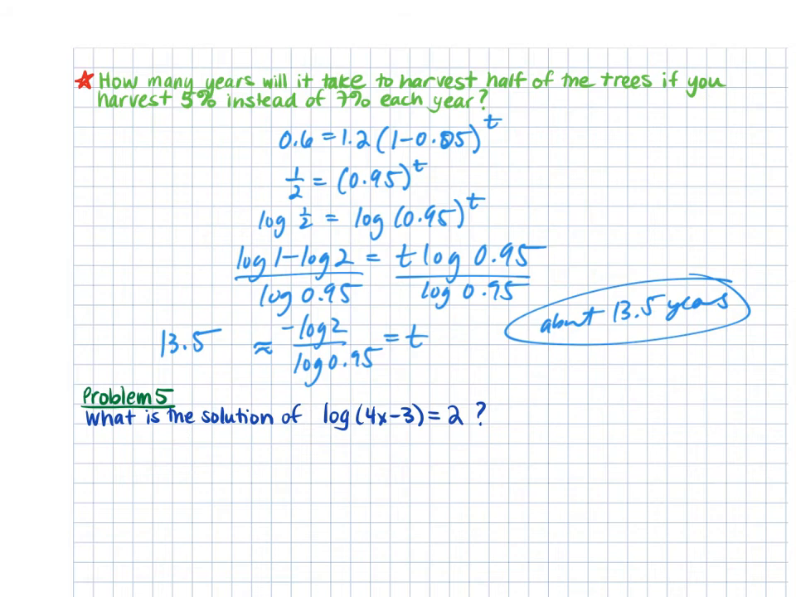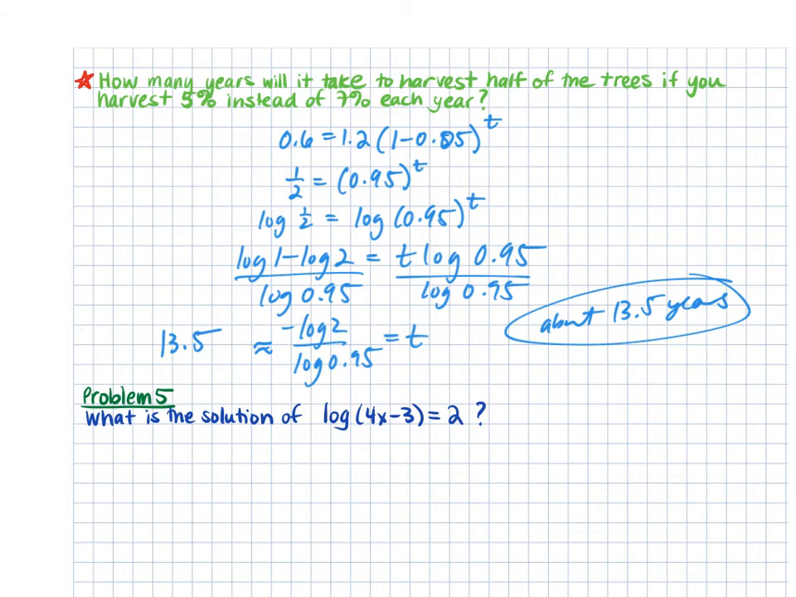You want to think this through, right? If you're getting rid of 7% every year and it takes 9.5 years, if you're only taking 5%, it should take longer to get to the half. Okay, so that's solving when the variables are in the exponent.